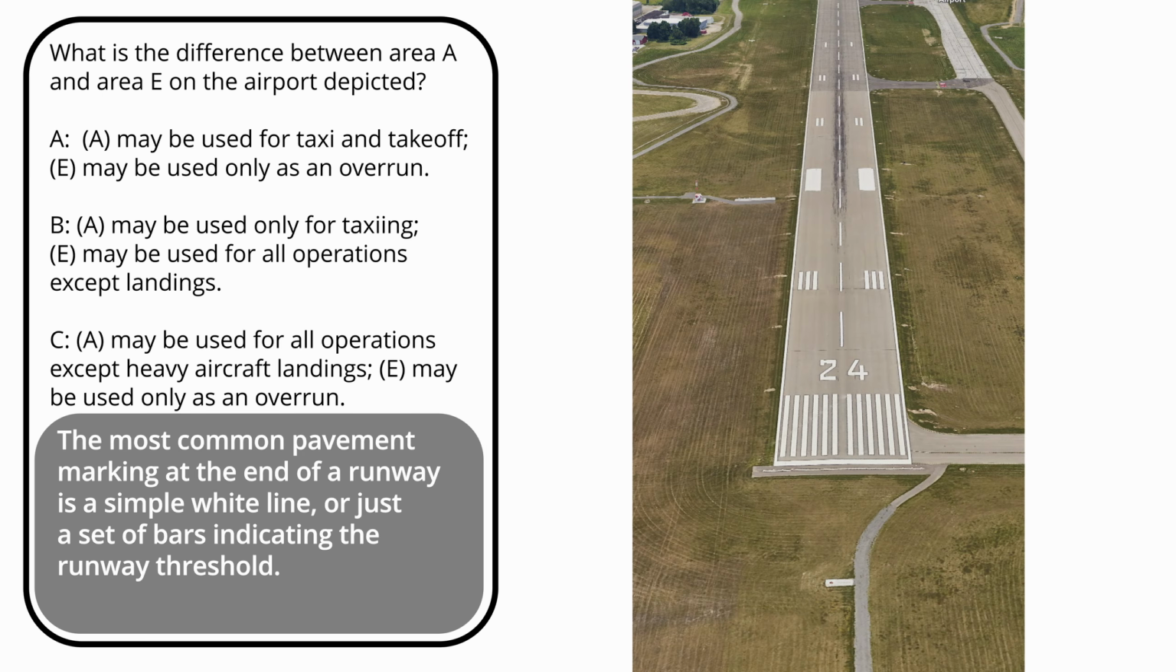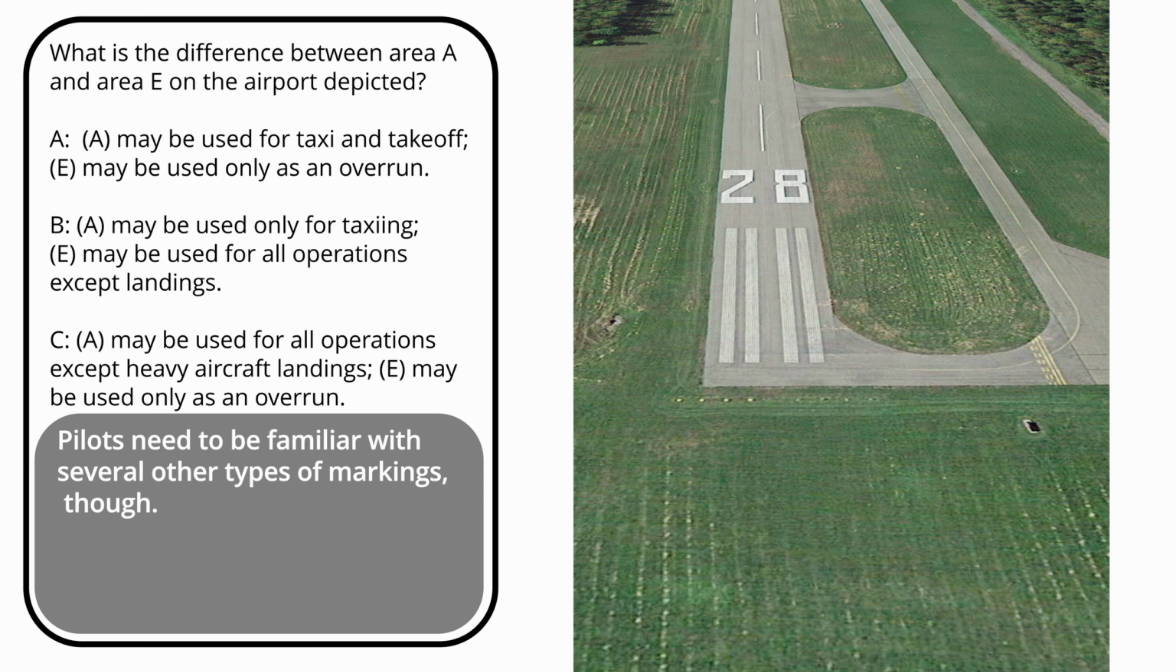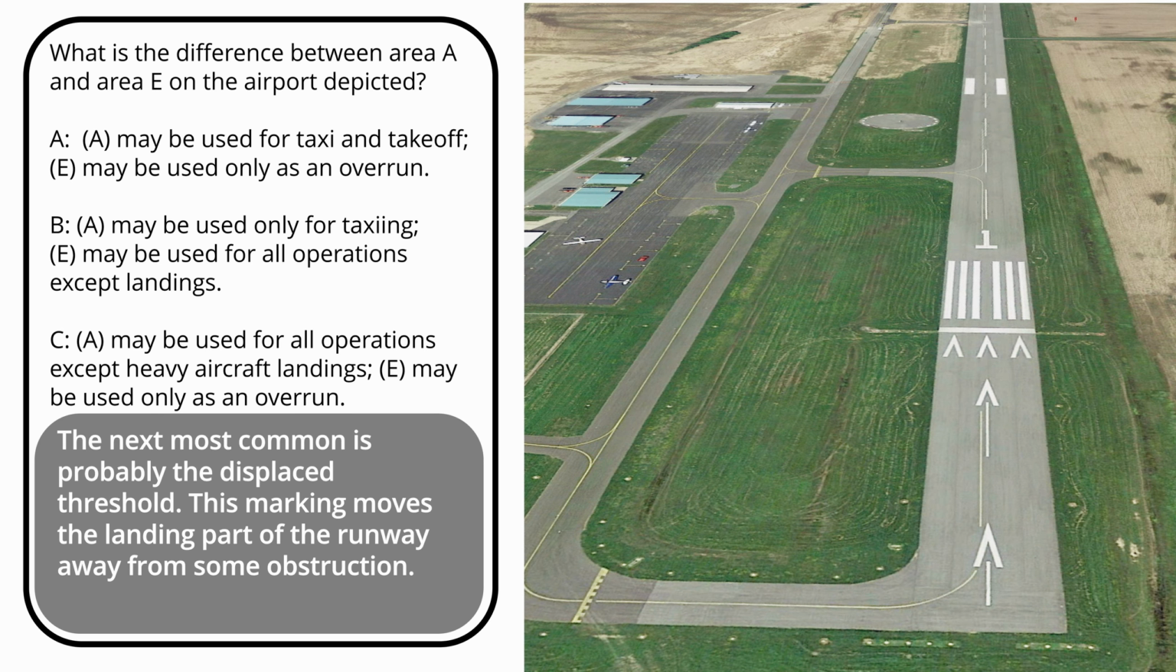The most common pavement marking at the end of a runway is a simple white line or just a set of bars indicating the runway threshold. Pilots need to be familiar with several other types of markings, though. The next most common is probably the displaced threshold.